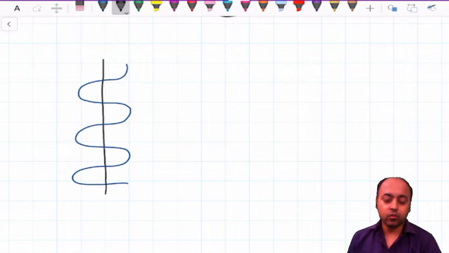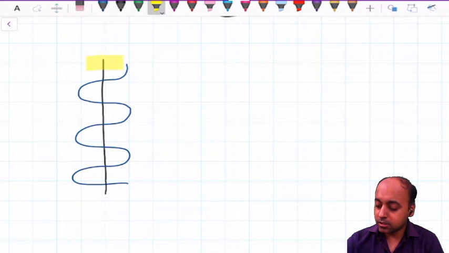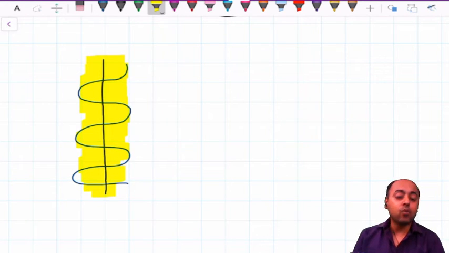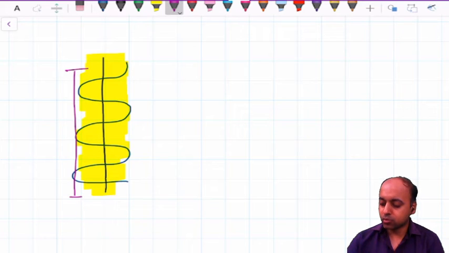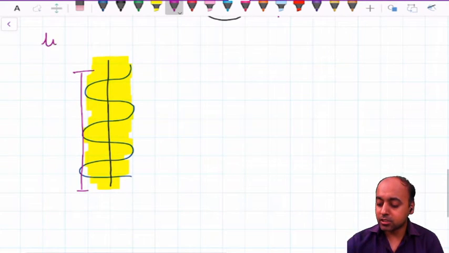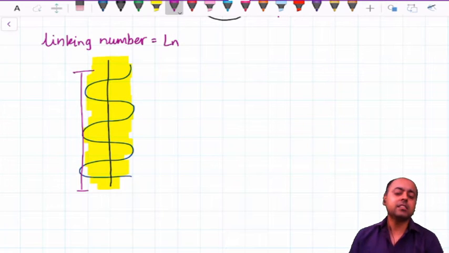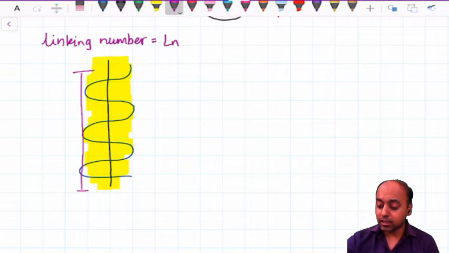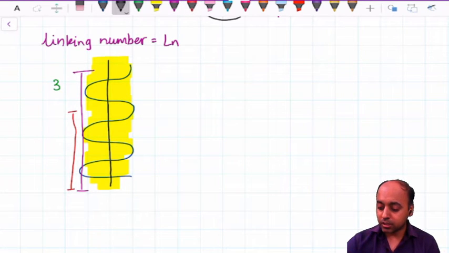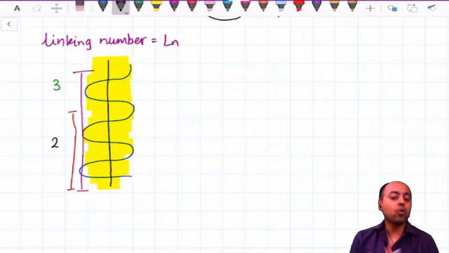Now here, one thing you have to note: when you consider a certain length of the DNA, the number of times the two strands are wound around each other in this particular length is described as what is known as linking number, commonly written as Ln. So linking number describes the number of times the two strands coil around each other. If I consider the total length, linking number in this case will be 3. If I consider a shorter range, let's say from here till here, the linking number in this case would only be 2.